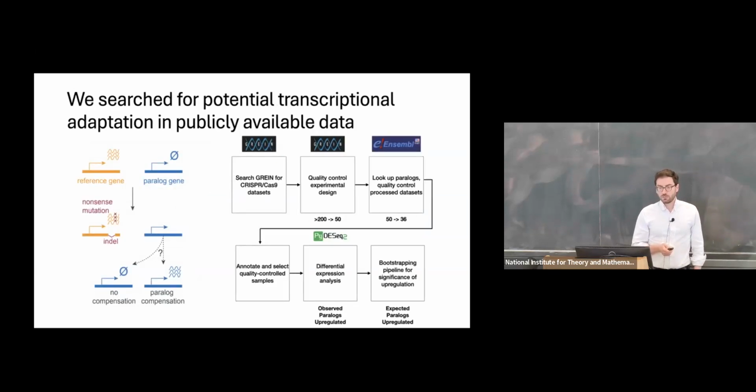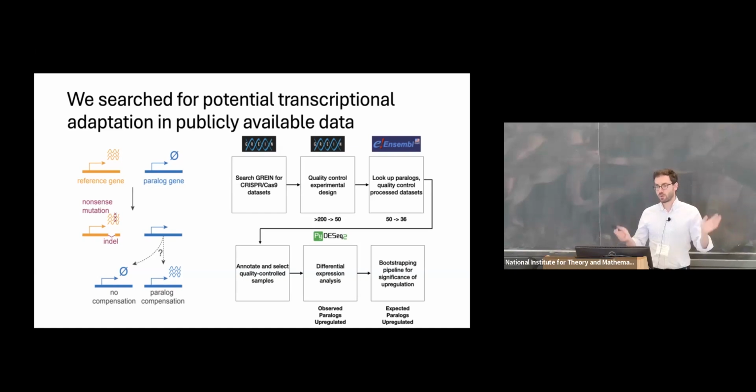Therefore, we combed through publicly available data for all paired CRISPR-Cas9 mutagenesis RNA-seq data sets that we could find in bulk RNA sequencing. And we looked for evidence of transcriptional adaptation, not definitive conclusion of transcriptional adaptation, but signs of it. So for a given reference gene that's targeted by Cas9, we looked at its annotated paralogs. And we asked, after mutation compared to the control, is there upregulation of the paralog? That's it. We didn't care about anything else in these RNA-seq data sets.